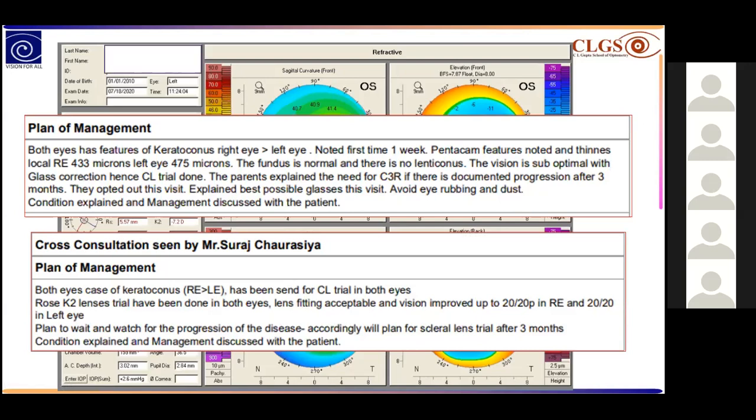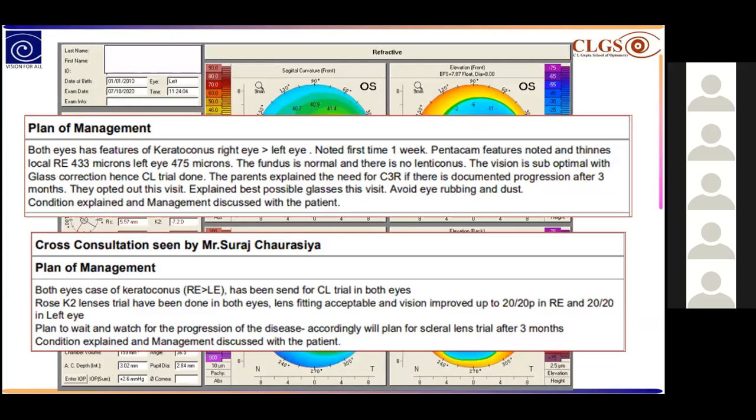The patient was sent to the cornea clinic for the final decision, whether the patient's parent has to take the contact lenses in this visit or not. The patient was explained that he has to come after 3 months for follow up, to see the progression of the disease. And if it progresses, then C3R will be done, and after C3R the patient can take these contact lenses.